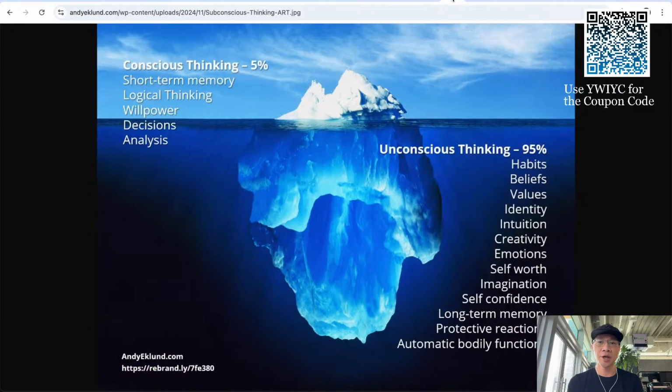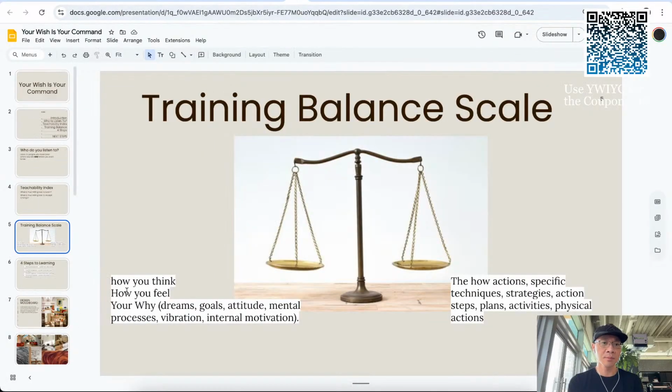We need to change this content right here, this training balance scale, how you think and how you feel, your whys, dreams, goals, attitudes, mental processes, your vibration, internal motivation. That's always going to override.